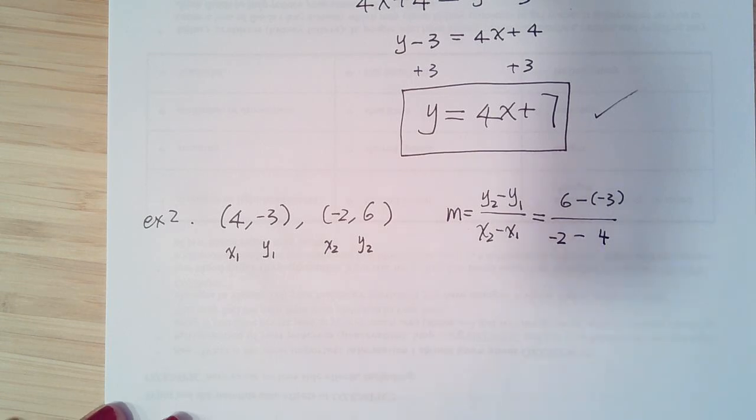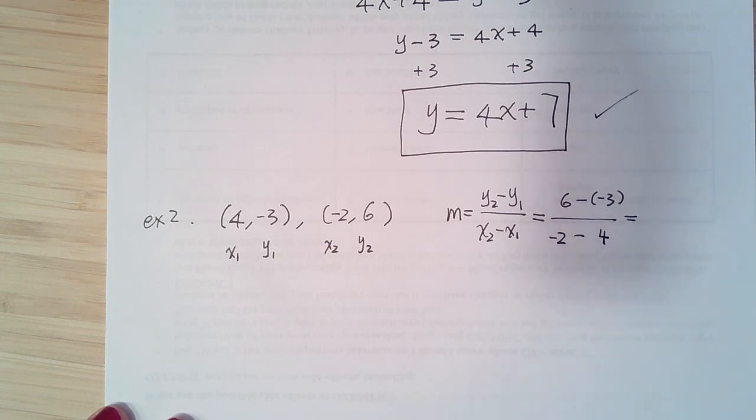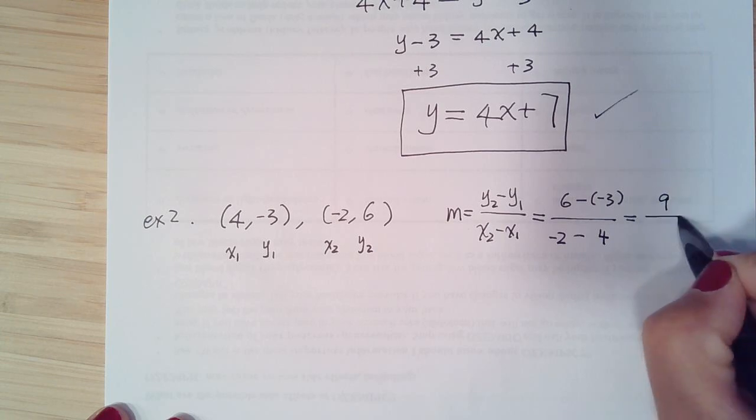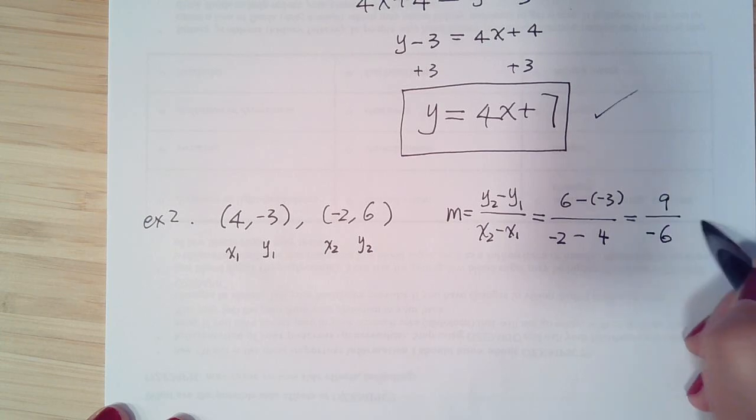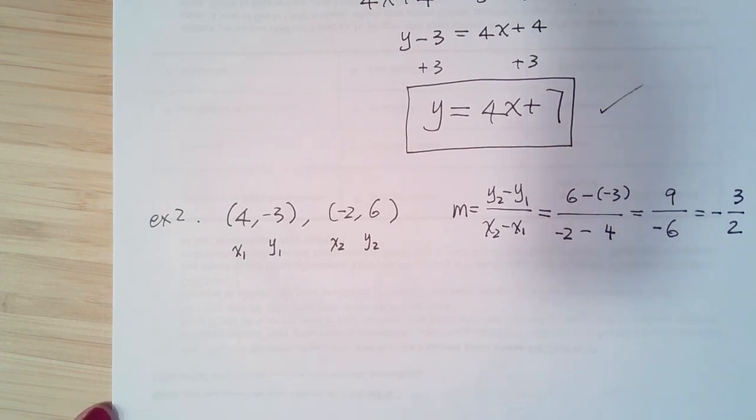Okay. All right. So that is 6 minus -3, which is 9. And then the denominator is -6. So the answer is negative, and both numerator and denominator are divisible by 3. So we simplify this fraction. I get -3/2. So I get the slope.